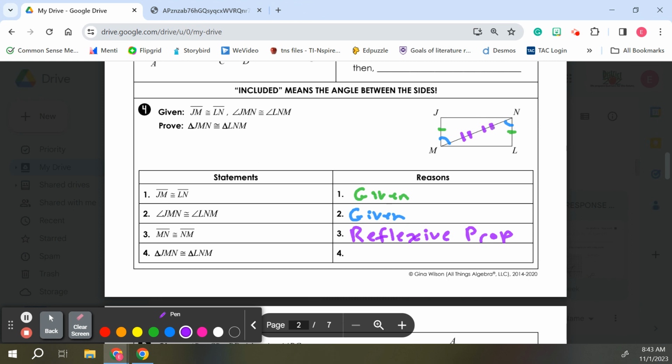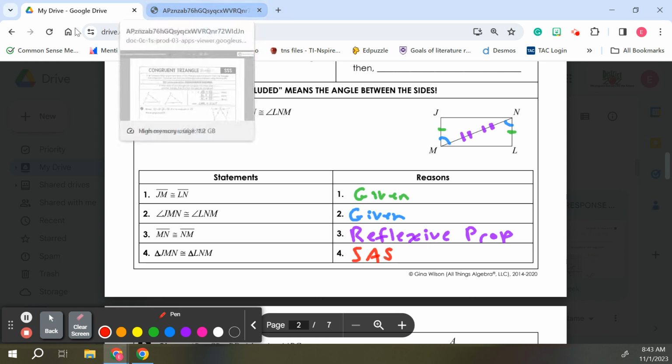Now look at this. Is there a peace sign here with an angle in between? Yes, there is. So this ends up being what? Side angle side. Please do not call it SAS. The reflexive property basically shows that that line works for both triangles. That's why it's congruent to itself. Good question. Any other questions?